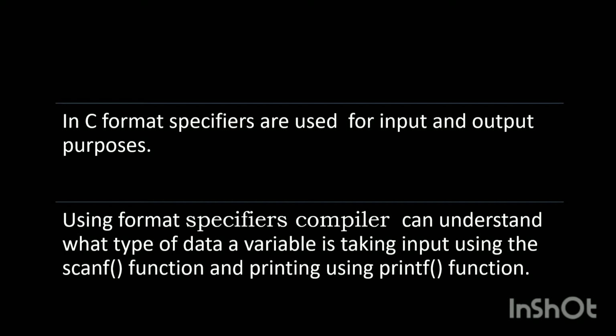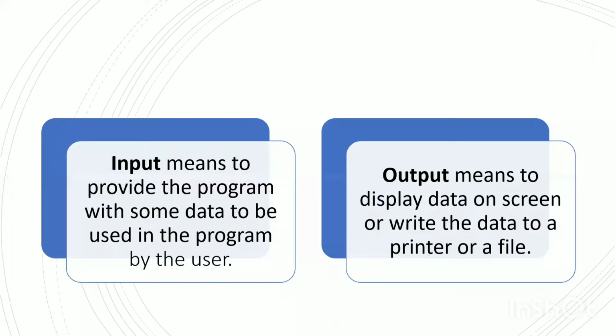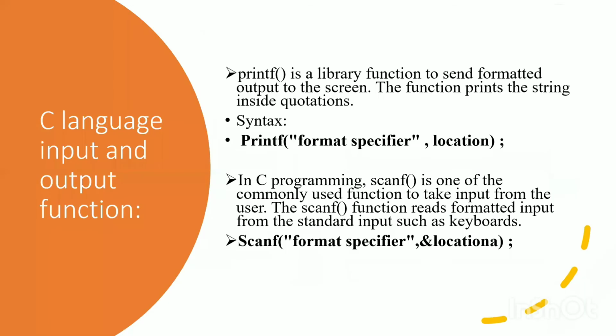Okay. Now we'll see what input and output mean in programming. Input means to provide some data to the compiler by the user through the keyboard. And what does output mean? Output means to display the data on the output screen. So we use printf and scanf to get input and to give output.